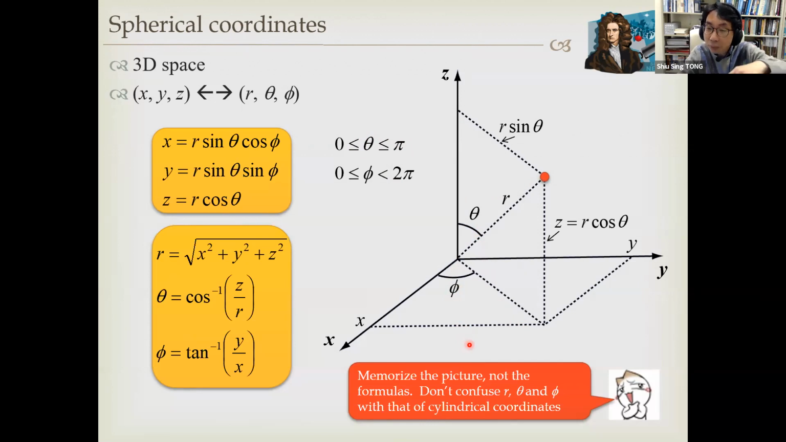Okay, so if the point goes to the other side, I prefer not to use the angle theta to define it. I prefer to use the angle phi to move it to the other side. So the angle theta is defined from 0 to pi only. It cannot be larger than pi. While the angle phi goes around the z-axis in a full circle from 0 to 2 pi.